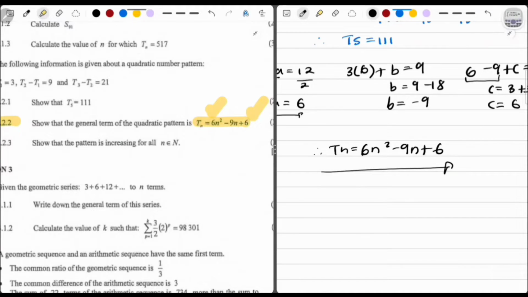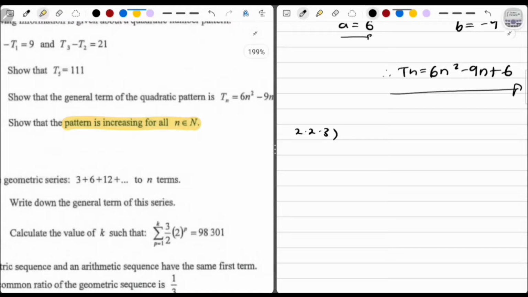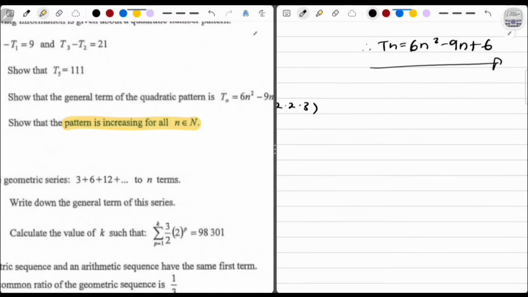Okay, moving on to the next question. Okay, so the next question is 2.2.3. And 2.2.3 says, we need to show that the pattern is increasing for all n where n is an element of natural numbers. Remember, natural numbers are numbers that start from 1, and they're not fractions, they're not decimals, they're not surds, they're just whole numbers starting from 1, all the way to infinity, of course, right?